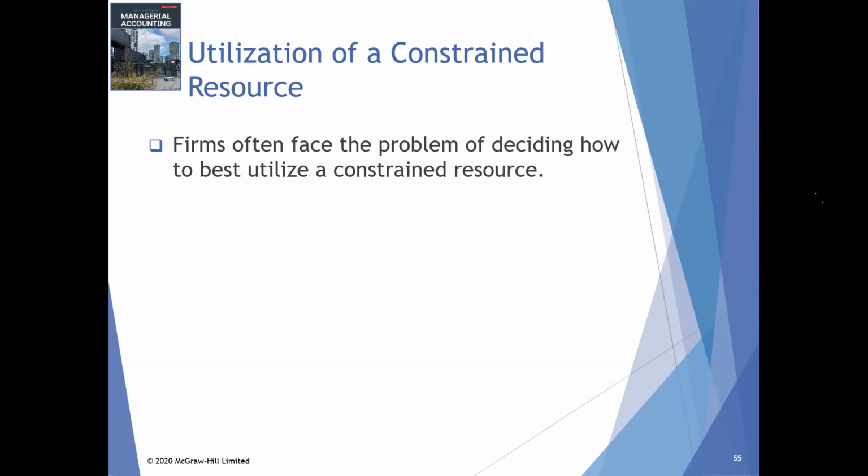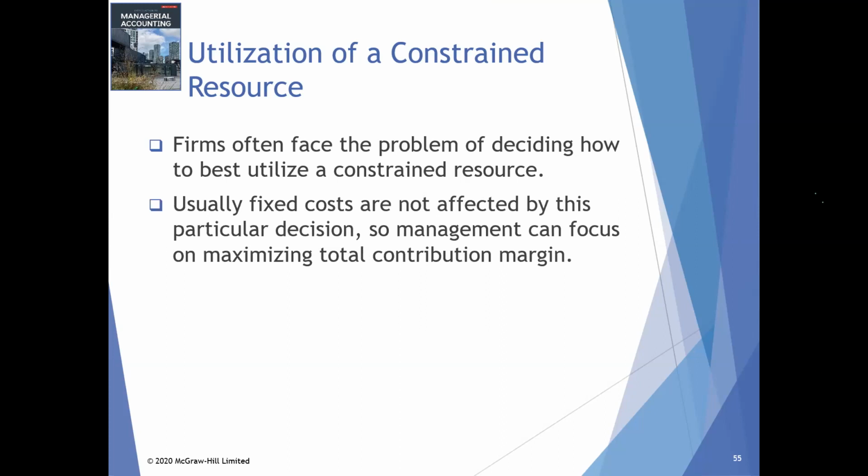Or the machine that you have, its capacity is that it can work 2500 hours, not beyond that. It means that we have some constraints, some restrictions. So on the basis of those restrictions, the manager is going to take some decision. In this case, normally the fixed costs are not affected by this particular decision, so management can focus on maximizing the total contribution margin, right?